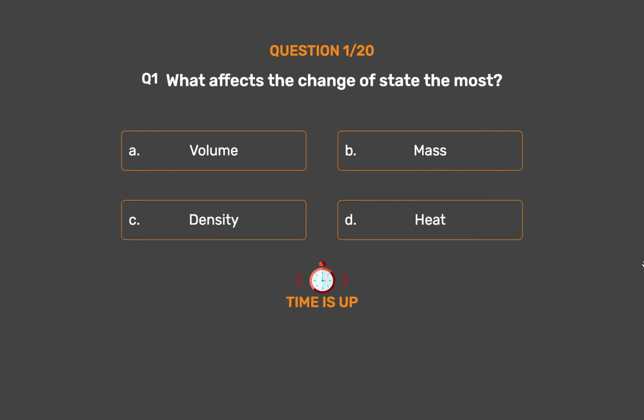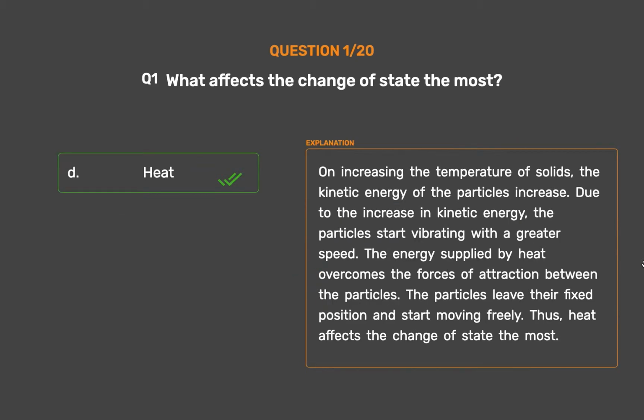The correct answer is option D. Heat. On increasing the temperature of solids, the kinetic energy of the particles increases. Due to the increase in kinetic energy, the particles start vibrating with a greater speed. The energy supplied by heat overcomes the forces of attraction between the particles. The particles leave their fixed position and start moving freely. Thus, heat affects the change of state the most.